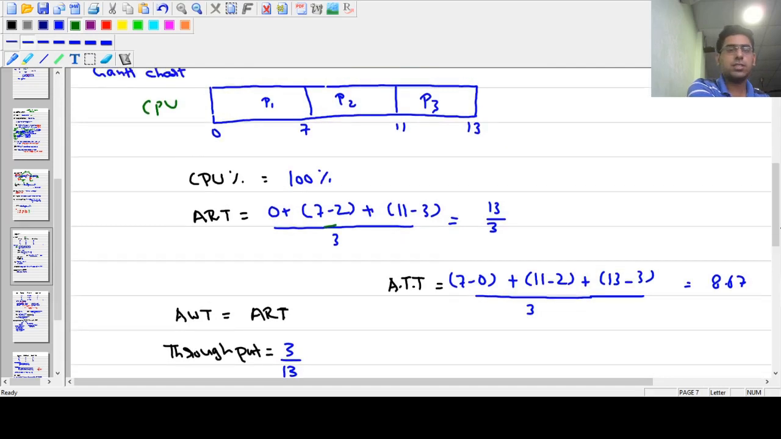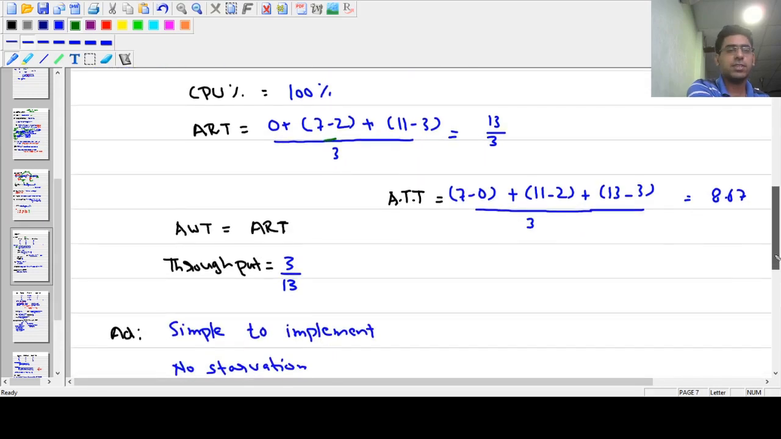And throughput is total number of processes executed per unit time. So total number of processes are how many? 3, P1, P2 and P3. So 3 upon total time is 13, so 3 upon 13. So it is a very simple example.